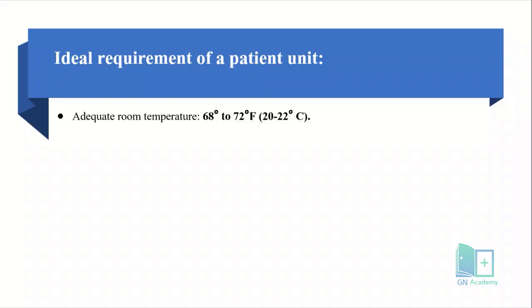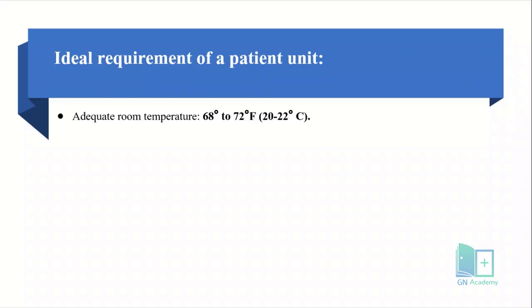First, remember adequate room temperature. This is very important. In adequate room temperature, we should maintain 68 degrees to 72 degrees Fahrenheit in the patient room, or in Celsius, 20 to 22 degrees.